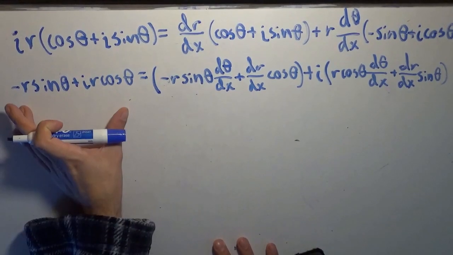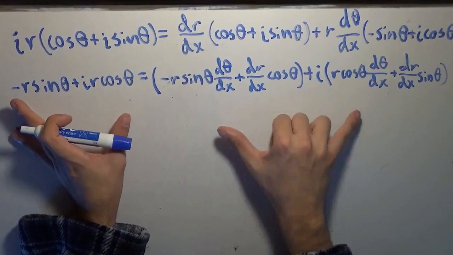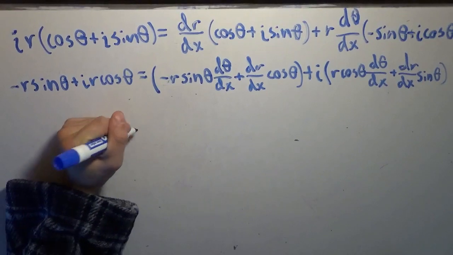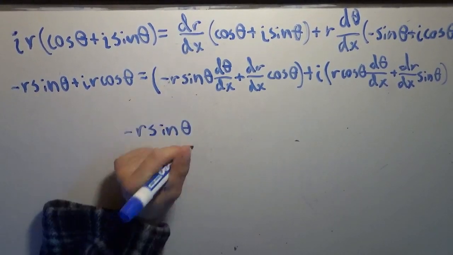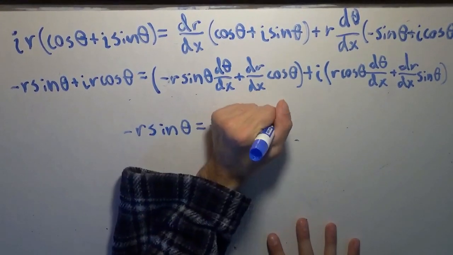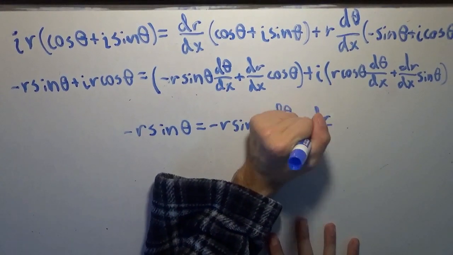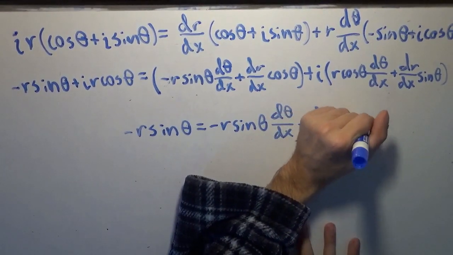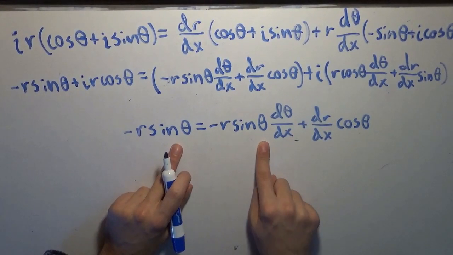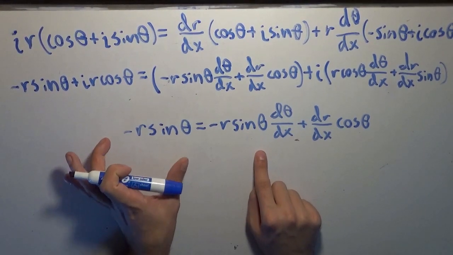We're simply going to compare the real parts. So we know that because this complex number, which was i times e to the ix, is equal to this complex number, we can simply set the real parts equal to each other. So what do we have? We have that negative r times the sine of theta is equal to negative r times the sine of theta d theta/dx plus dr/dx cosine of theta. And what we notice right away is that we have negative r sine theta here, and we have negative r sine theta here. And what we don't have is a cosine term on this side of the equation.